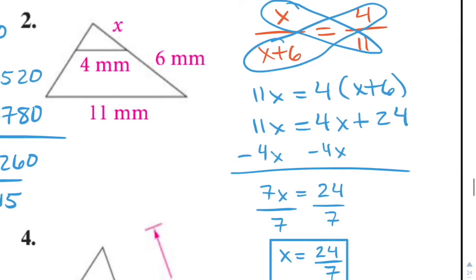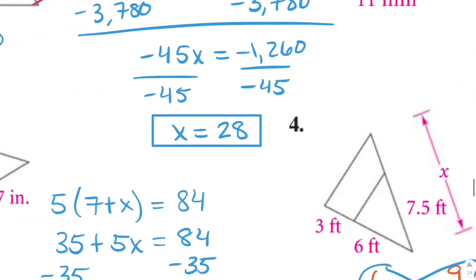Set that up, find your cross products, distribute, solve, and you get 24/7. We want to leave it as 24/7 because if not, it would be an approximate value. It would be about 3.4, 3.5-ish. I just did it in the calculator, 3.42857. So just leave it as 24/7.